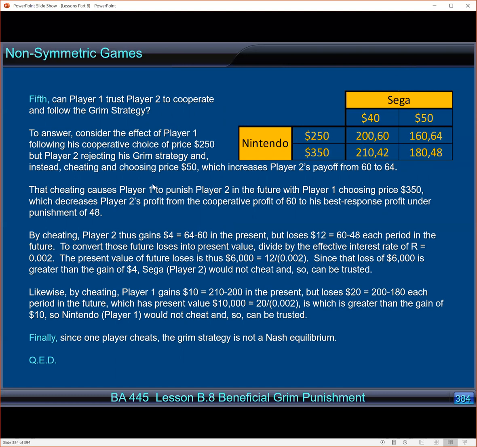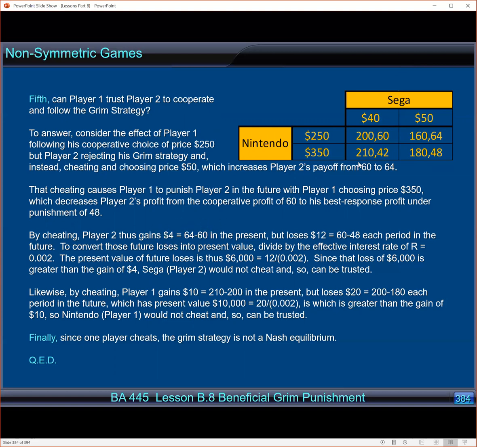Well, what would happen if player 1 follows his Grim strategy, he cooperates, but player 2 cheats? Well, the agreement was to be here. If player 2 cheats, he can switch his column, be dishonest and switch his column, and he would increase his payoffs from 60 to 64. That's an increase of 4.